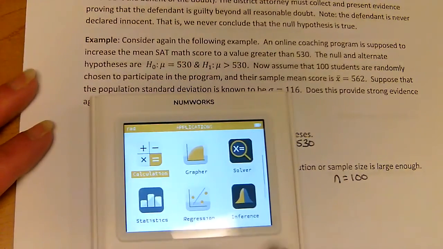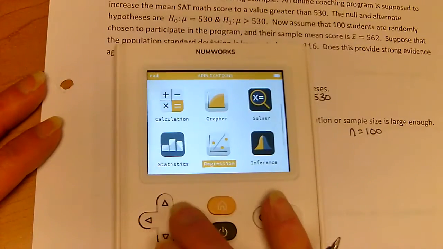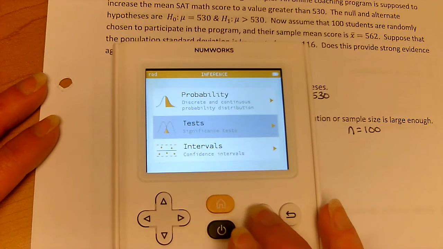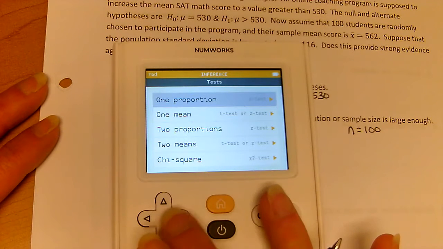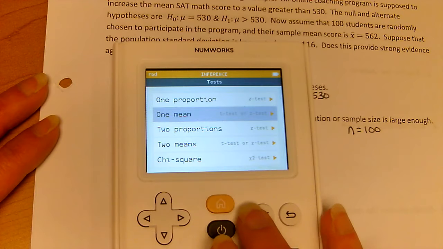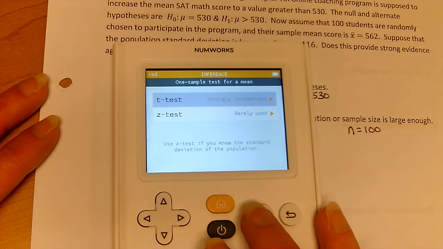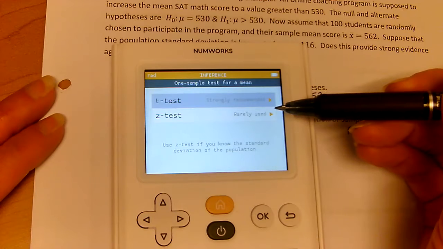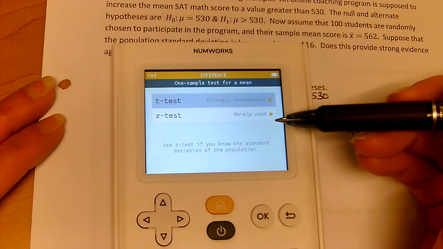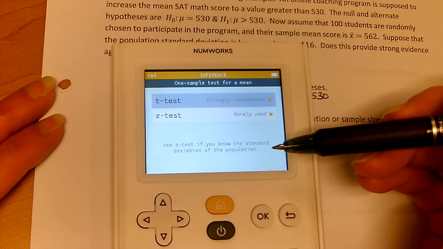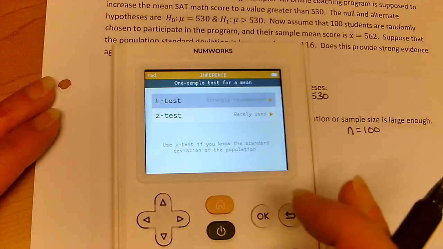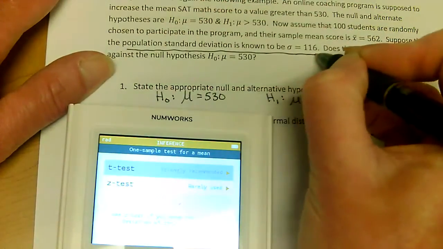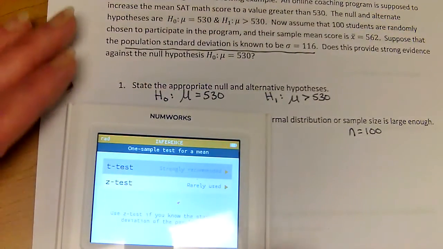So I'm going to go to my home screen. And we're still performing an inference, but this time it's a significance test. And we are talking about one mean. Now, the t-test is the one you use if all you know is your sample data. The z-test is if you know the standard deviation of the population, which we do. The population standard deviation is 116.